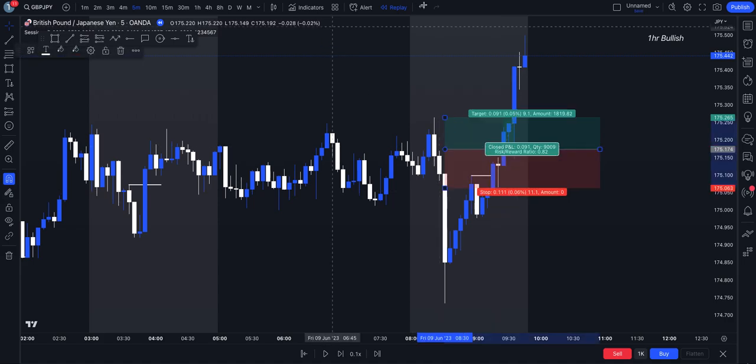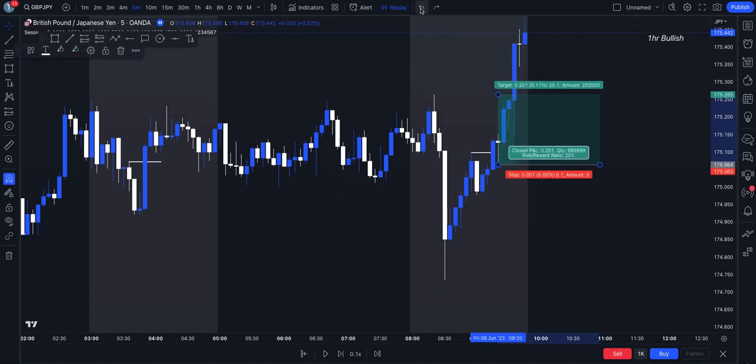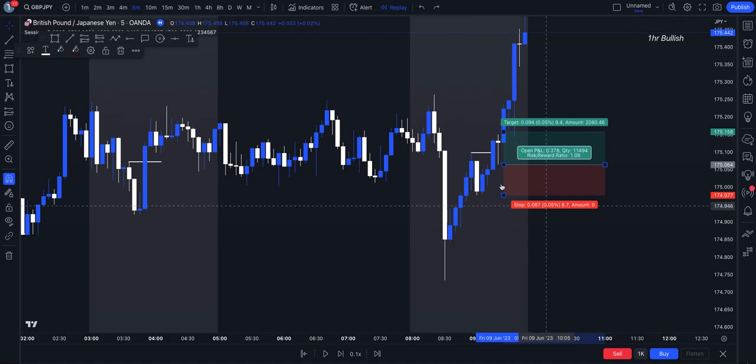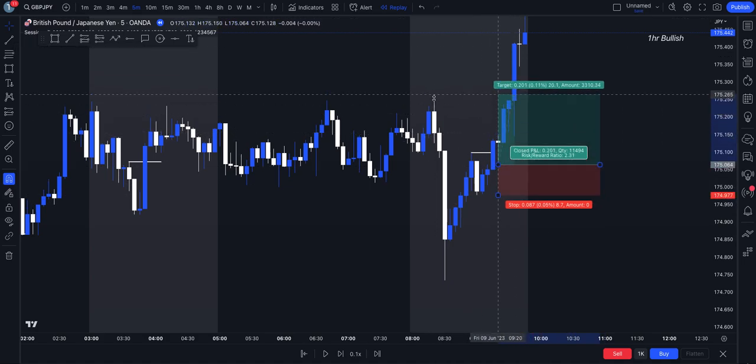However, if we just make that go right like there, let's just say we're measuring the RR right here. So you've got a 2.3 RR, and the majority of it was risk-free. So you see how that can work.